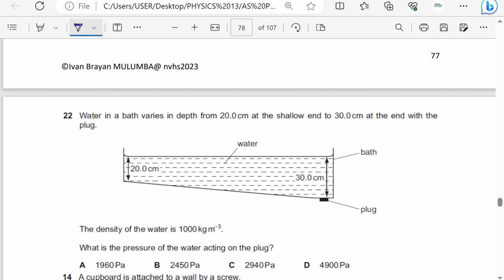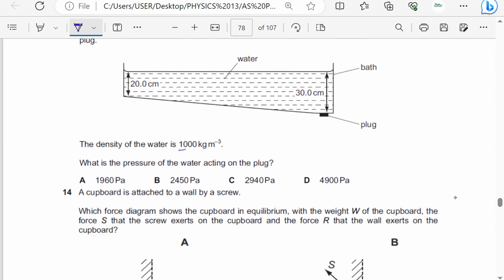Water in a bath varies in depth from 20 centimeters at the shallow end to 30 at the end with the plug. The density of water is 1000. What is the pressure of the water acting on the plug? Okay, we want the pressure acting on the plug. Since the depth varies linearly, we can take the average depth. No, I don't think so. Let me see. Here it is 20 centimeters and it varies up to 30.